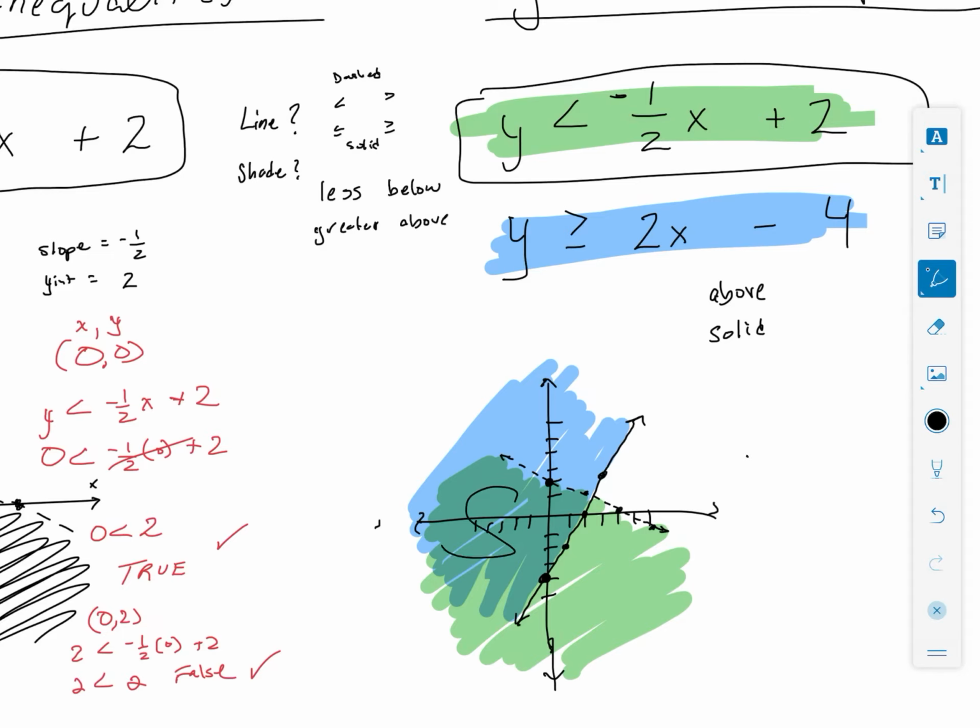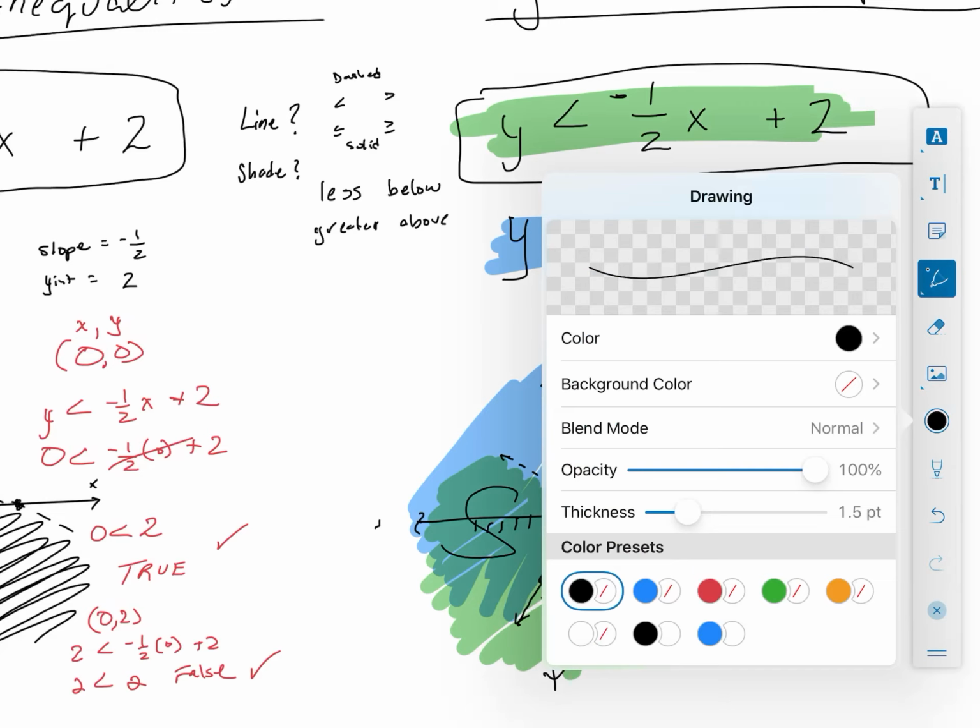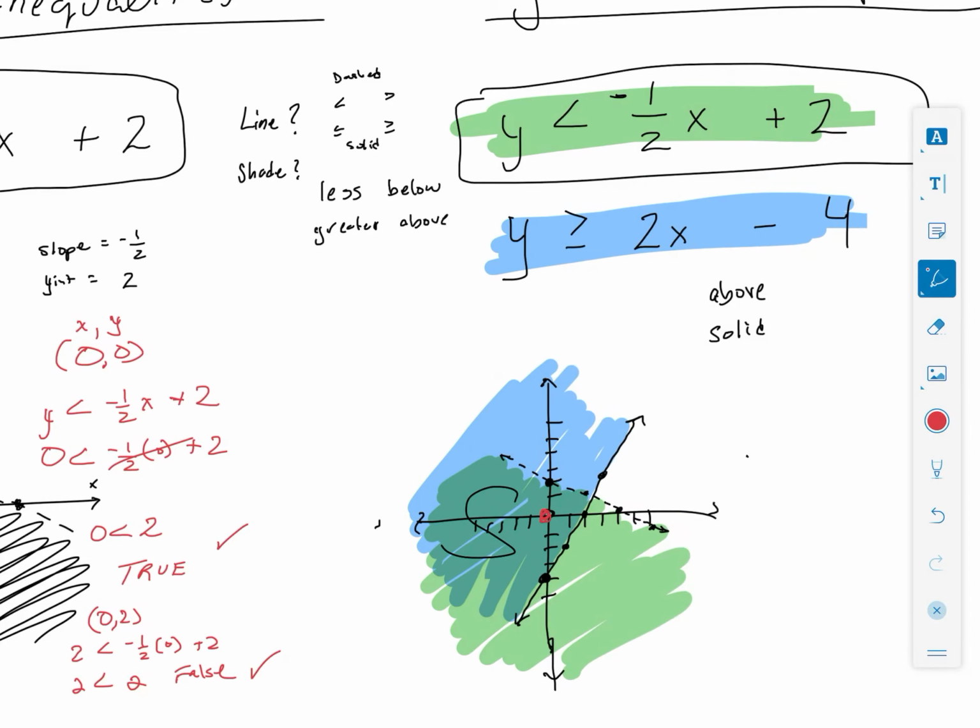Notice I've labeled it with an S, and I can take a point and check to see if it works in both inequalities. So again, I'll take that point, 0, 0. We already know it works in the first inequality because we just checked that in the first problem. I'll check it in my second inequality. 0 is the value of y, which is greater than or equal to 2 times 0 minus 4. And I have 0 is greater than or equal to negative 4, which is a true statement. That point, 0, 0, is in the solution set, and we know that we've shaded both inequalities correctly.